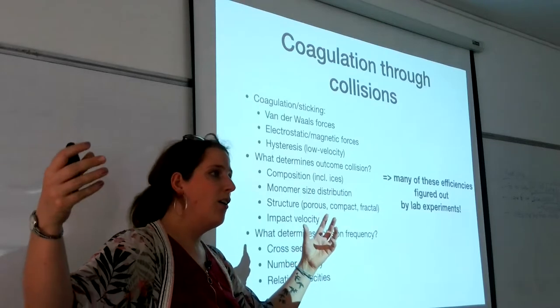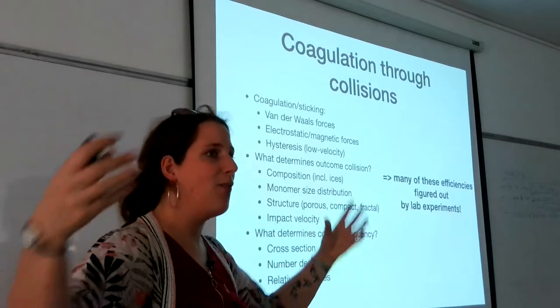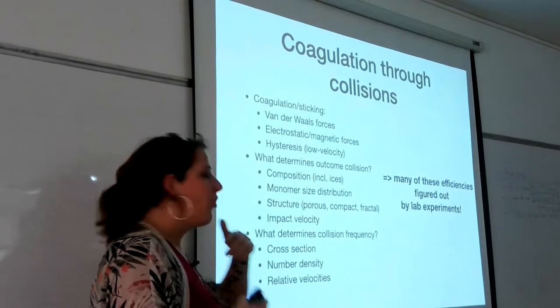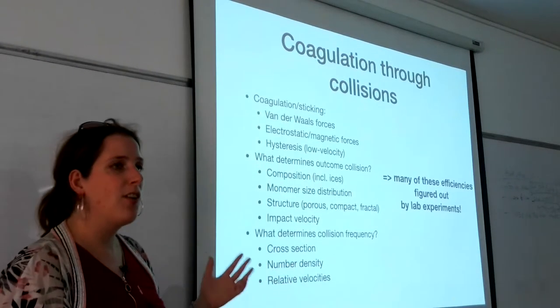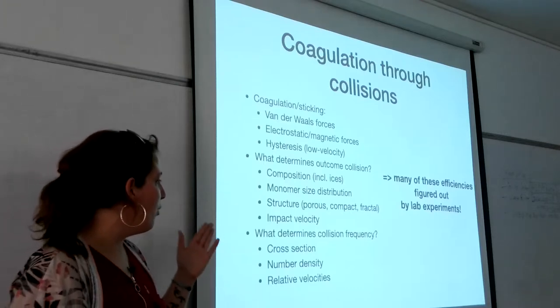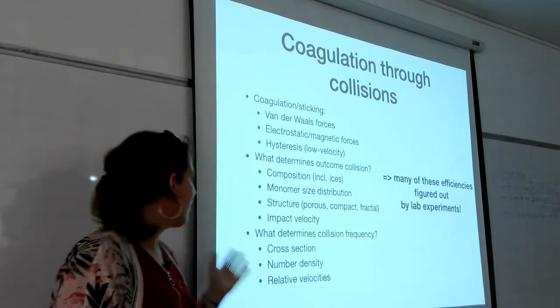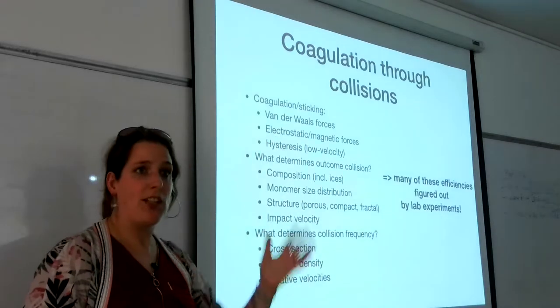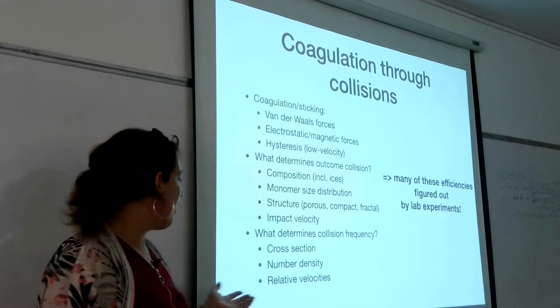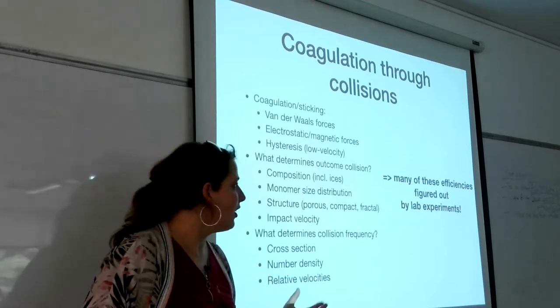So what kind of velocities do the two dust grains have when they collide with each other? And then finally, for the overall dust growth, you also care about the collision frequency. And the factors that determine that are the cross-section, so essentially the size, the number density of the particles, and again the relative velocities.